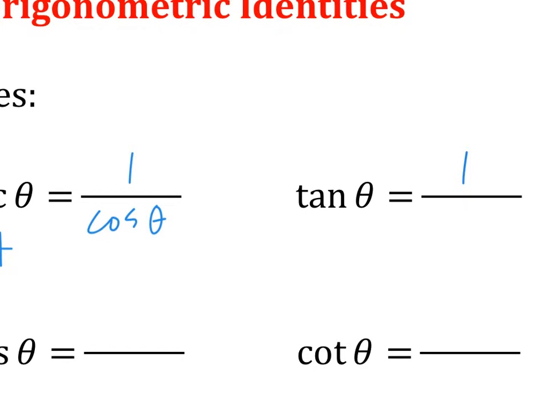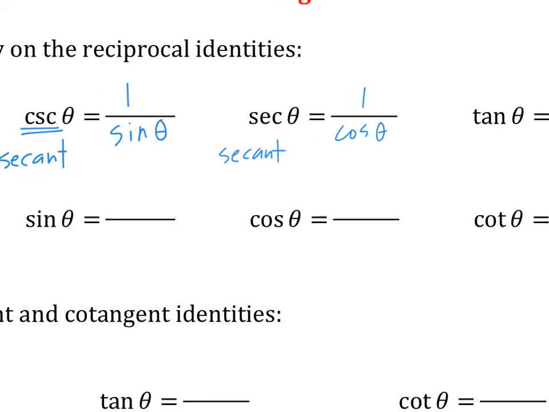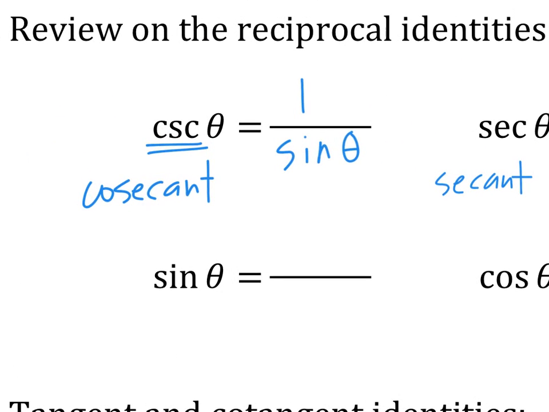It is 1 over cosine over sine. What is cosine over sine? Yes, cotangent. Okay, tangent is 1 over cotangent. Now it should be pretty easy to go backwards now.